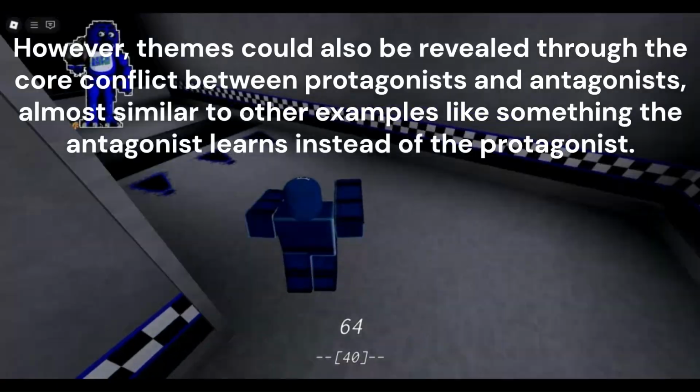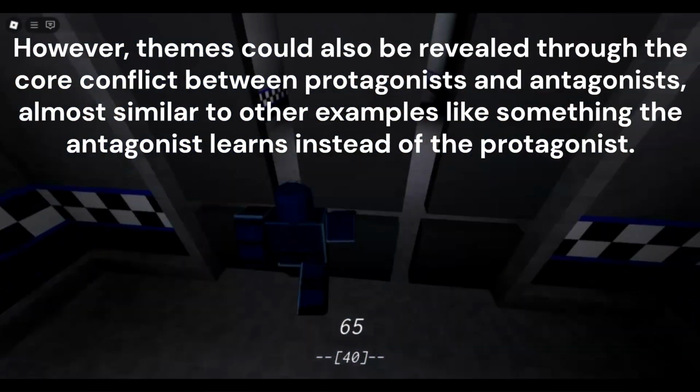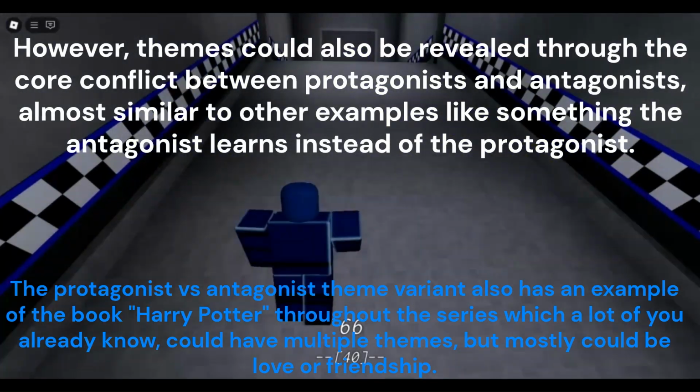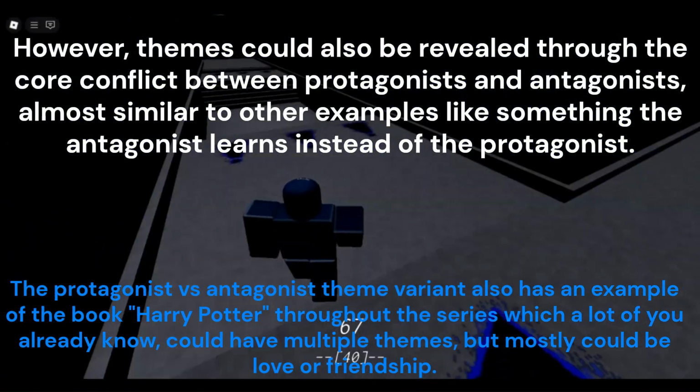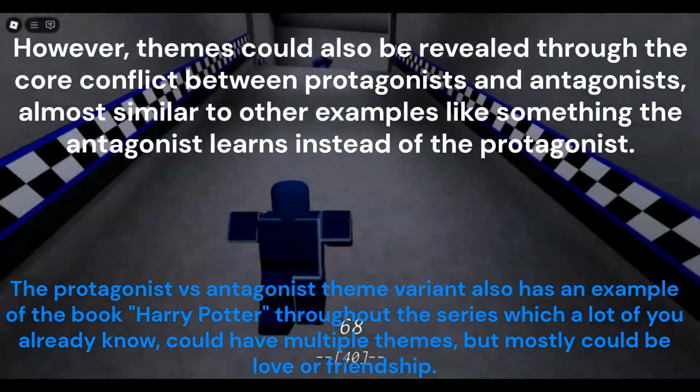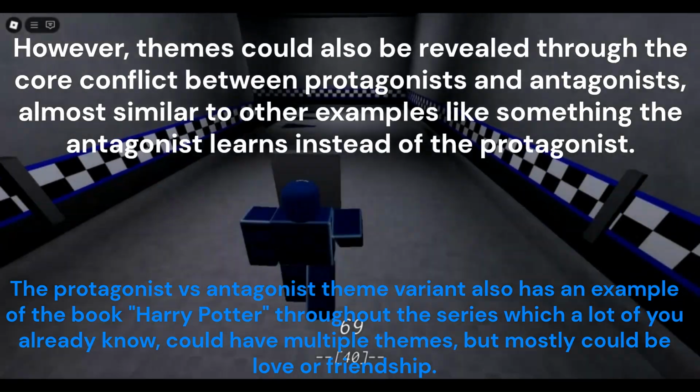However, themes could also be revealed through the core conflict between protagonists and antagonists, almost similar to other examples, like something the antagonist learns instead of the protagonist. The protagonist versus antagonist theme variant also has an example in the book Harry Potter throughout the whole series, which a lot of you already know. It could have multiple themes, but mostly it could be love or friendship.